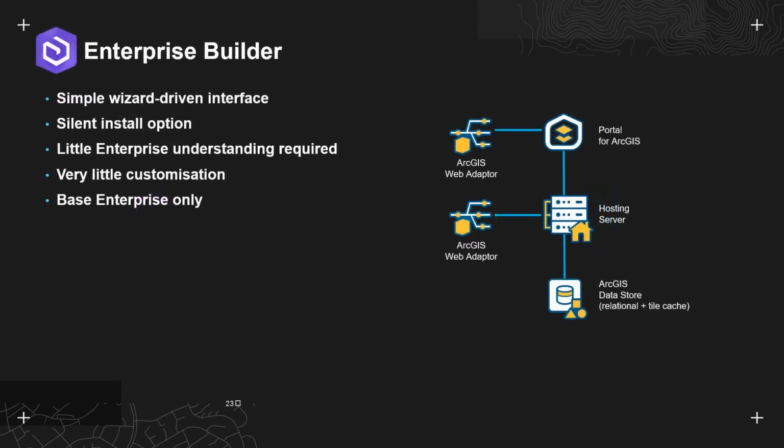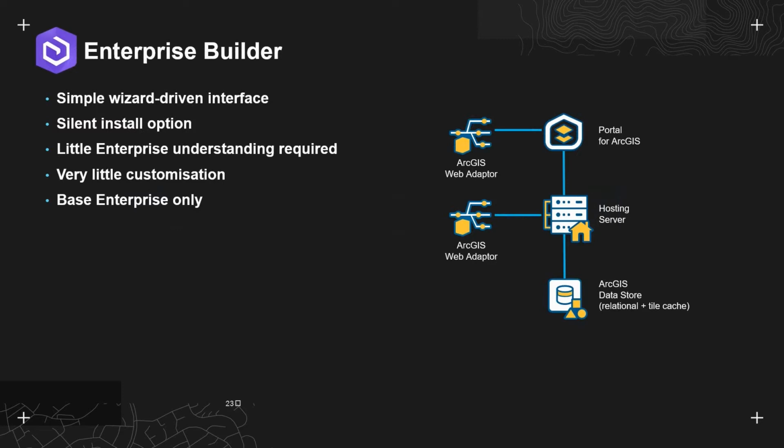ArcGIS Enterprise Builder sets up a base ArcGIS Enterprise deployment on a single machine. It's simple to use with very little interaction. You fill in a few options and let ArcGIS Enterprise Builder make all the other decisions. All you need to get started is the Enterprise Builder software and your enterprise license files. There are 2 steps to the tool. Step 1 installs ArcGIS Enterprise and Step 2 configures it.